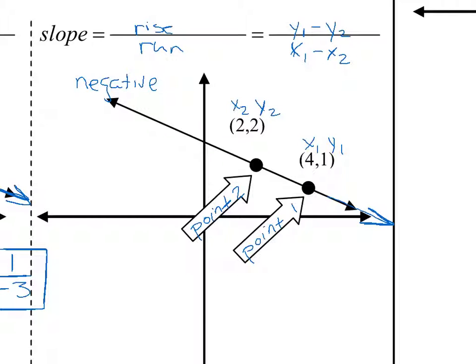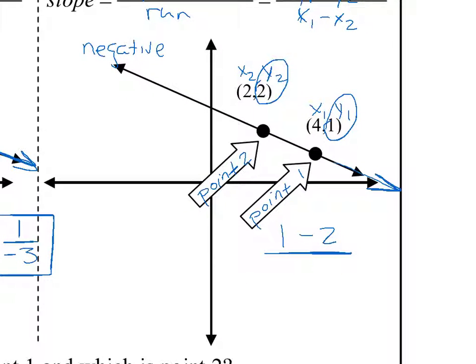All right, so y1. Where did I label something y1? That's over here. 1 minus y2. That's what I labeled over here was y2. And I need x1 minus x2. So x1, 4 minus x2 is 2.